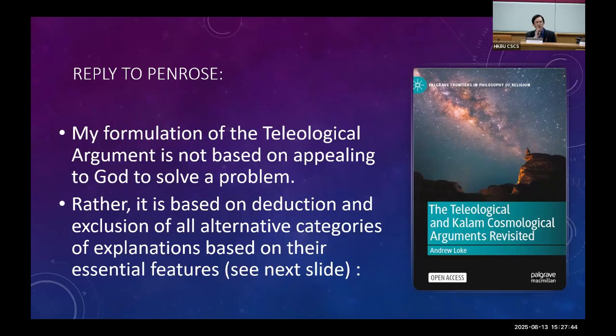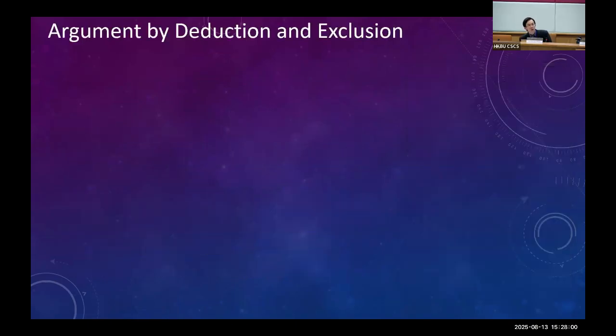Therefore, this will address Penrose's objection, right? Because Penrose's first objection is that he thinks that maybe there are some other possibilities which we have not thought of yet. So I use this argument to show that there are no other possibilities. There are only these few essential possibilities. We can exclude all the alternatives and therefore conclude that it's by design. Okay? And so this is how the argument goes.